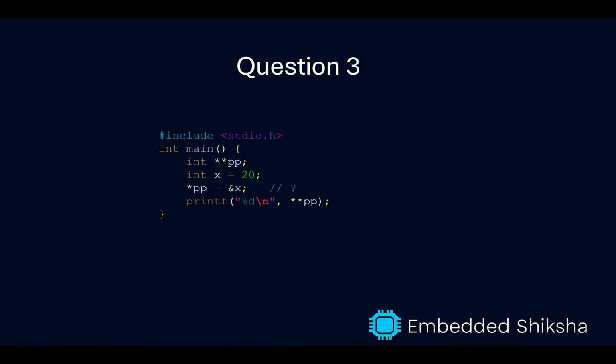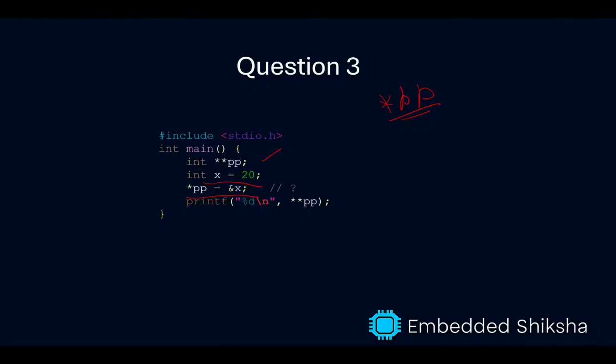Here is a tricky question. You have created a double pointer which is uninitialized. Now you have created a variable x, and the value of x is 20. Here you are initializing this double pointer with the address of x. But when you use the single dereferencing operator on this double pointer, what will it point to?